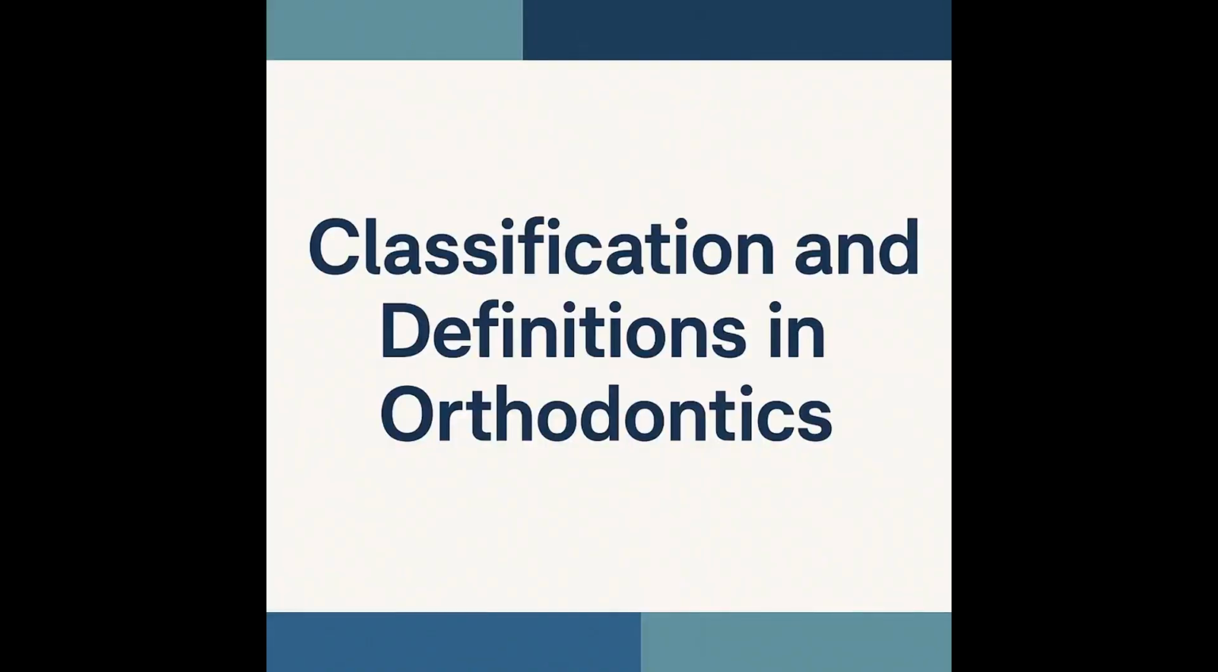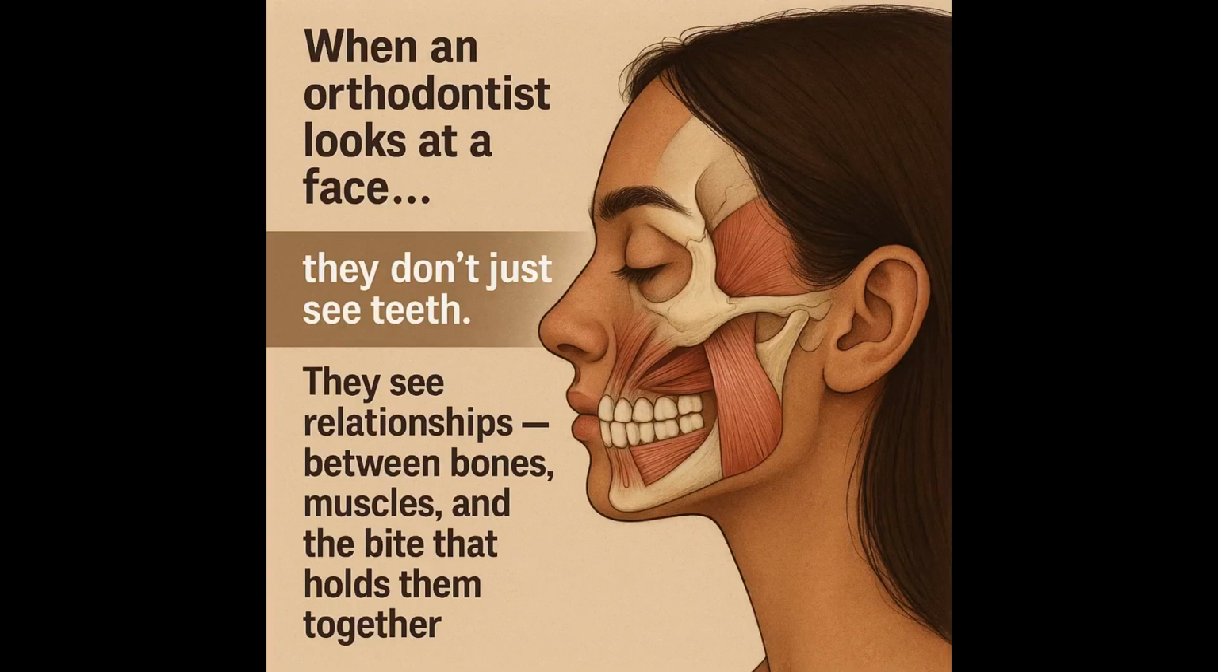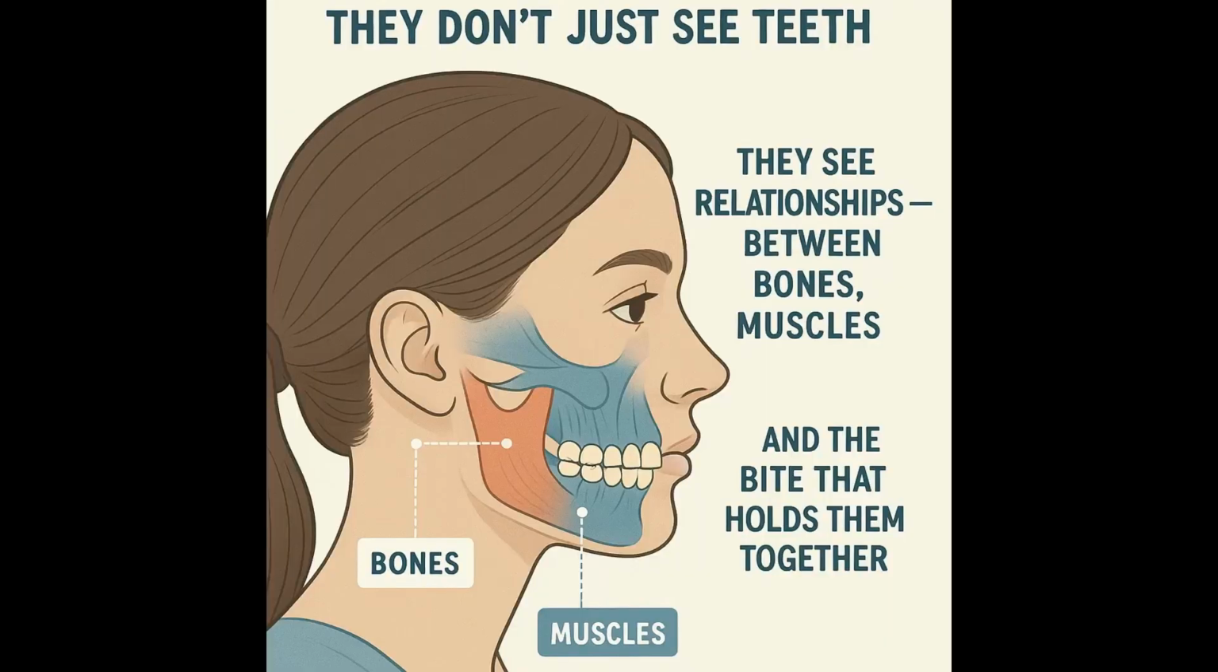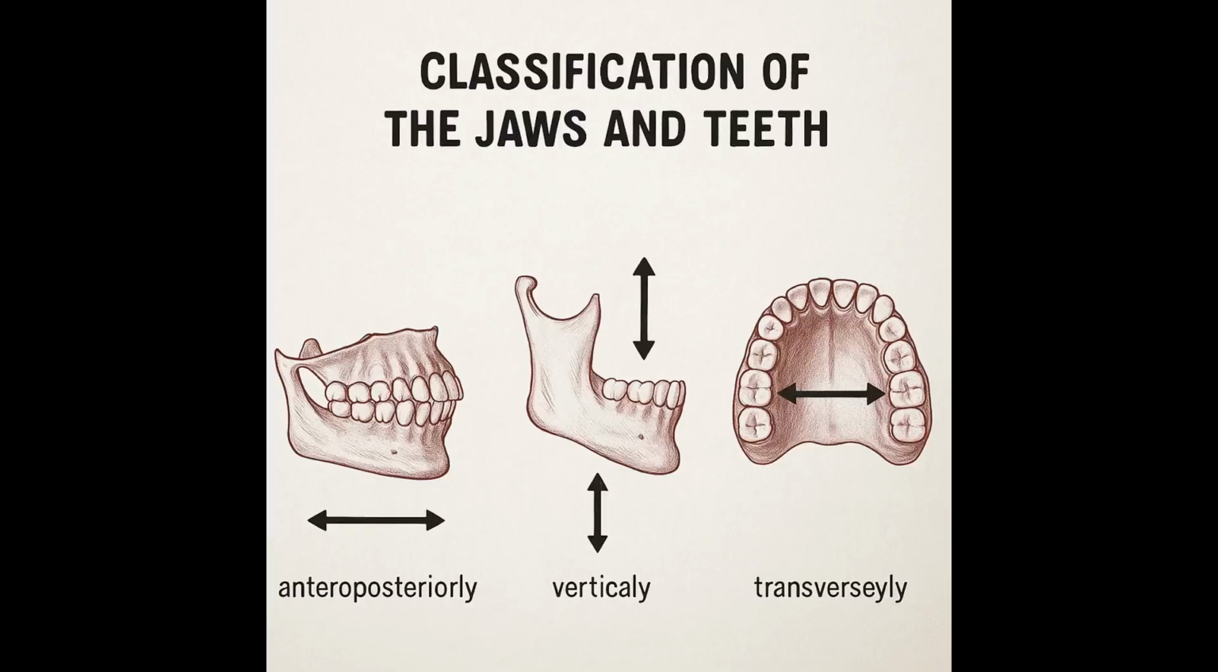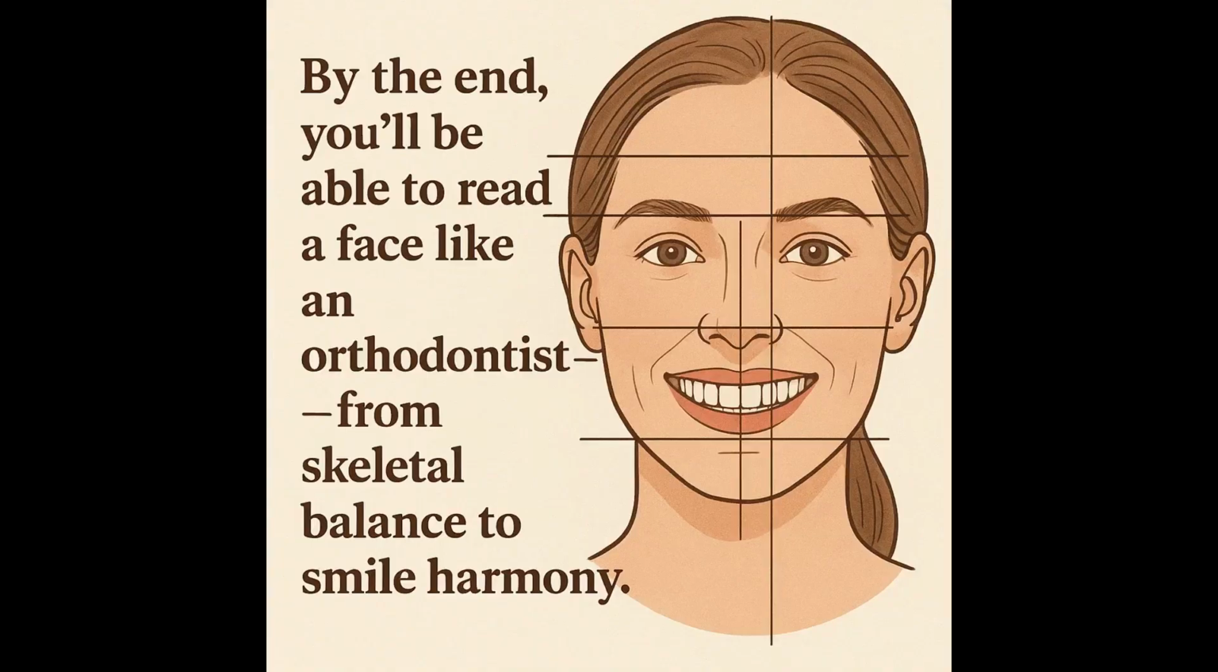Classification and definitions in orthodontics. When an orthodontist looks at a face, they don't just see teeth, they see relationships between bones, muscles, and the bite that holds them together. Every diagnosis starts with classification. The language of orthodontics. In this lecture, we'll break down how we classify the jaws and teeth, anteroposteriorly, vertically, and transversely. By the end, you'll be able to read a face like an orthodontist, from skeletal balance to smile harmony.